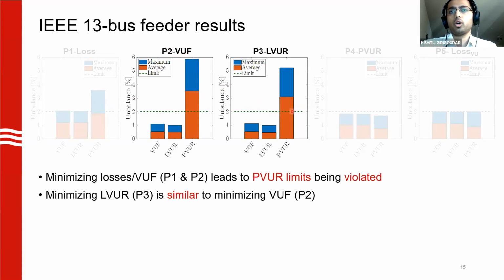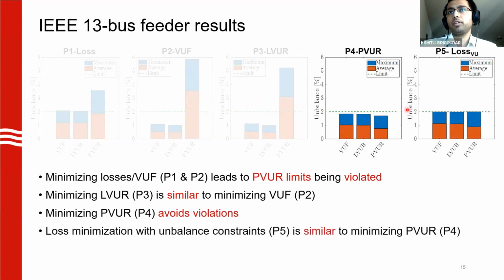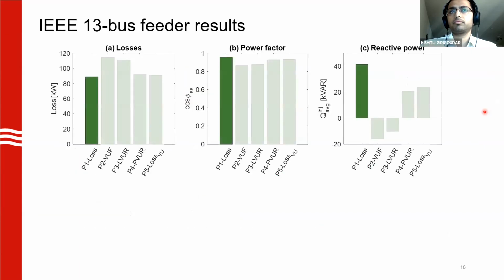Again, we see here PVR limits are being violated. So the best result in terms of unbalance is we get when we minimize PVUR. So we see here that none of the limits are being violated and all of them are below 2%. Same is the case with P5, where we minimize loss subject to unbalanced constraints. We see that all the blue bars are actually touching the 2% limit, which means that the unbalanced constraints that we have are actually binding for this case.